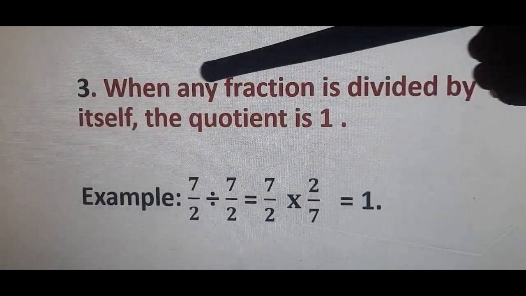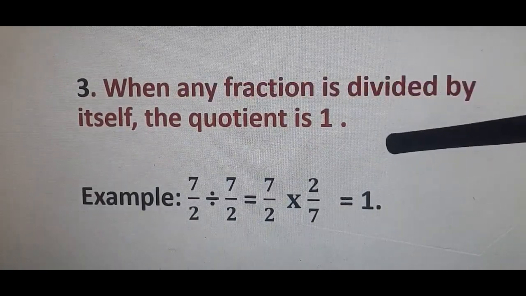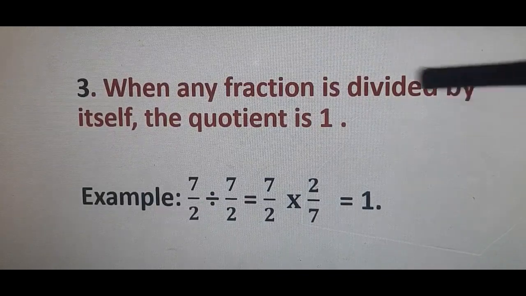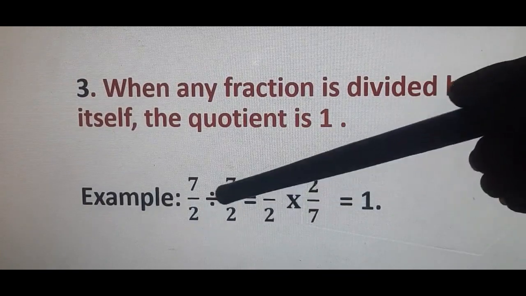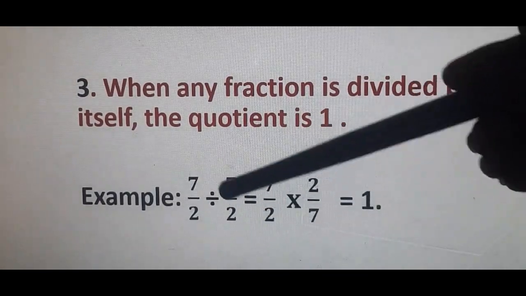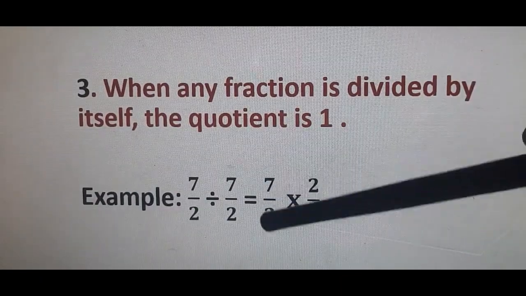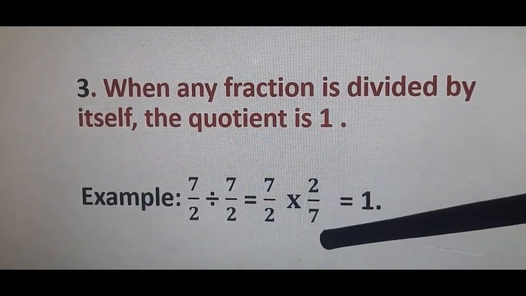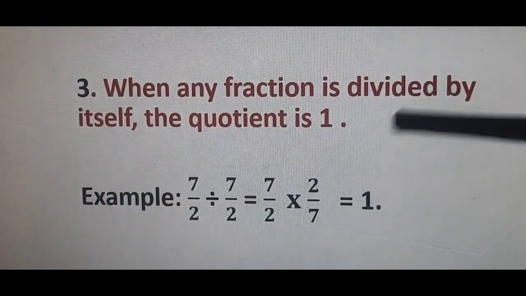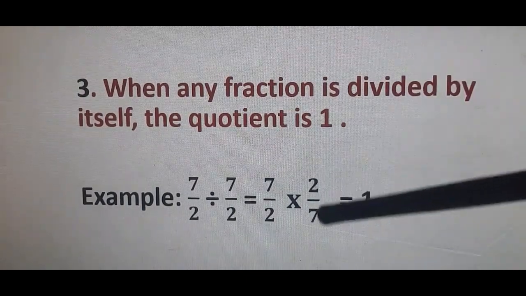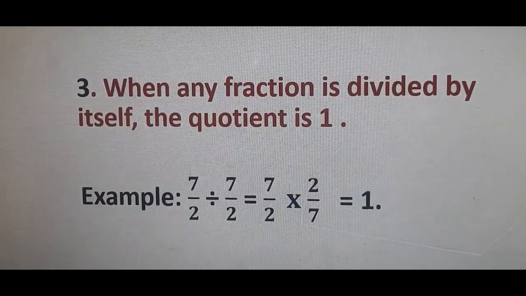Next property, when any fraction is divided by itself, the quotient is 1. Fraction is divided by itself. When a fraction is divided by itself, then the quotient is 1. See this example, 7 upon 2 divided by 7 upon 2. Division will be replaced by multiply. 7 upon 2 will become 2 upon 7. So we will write 7 upon 2 multiply 2 upon 7. 7 ones are 7, 7 ones are 7. We will cancel. 2 ones are 2, 2 ones are 2. Here again we will cancel. Now we are getting 1 as numerator, 1 as denominator. So the quotient is 1 only.